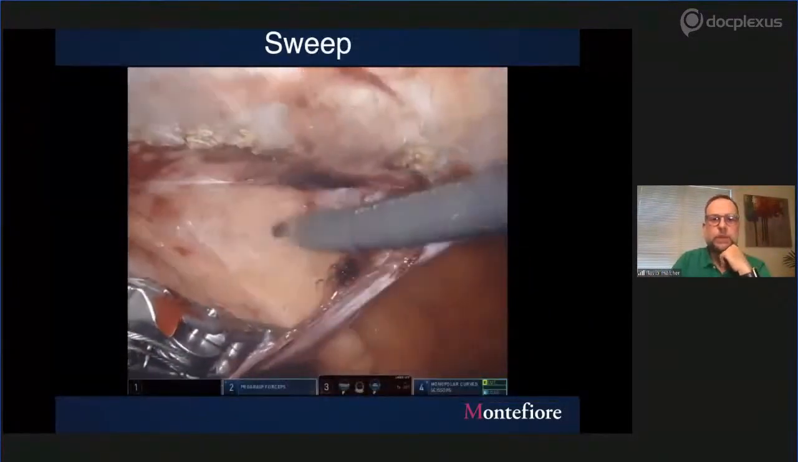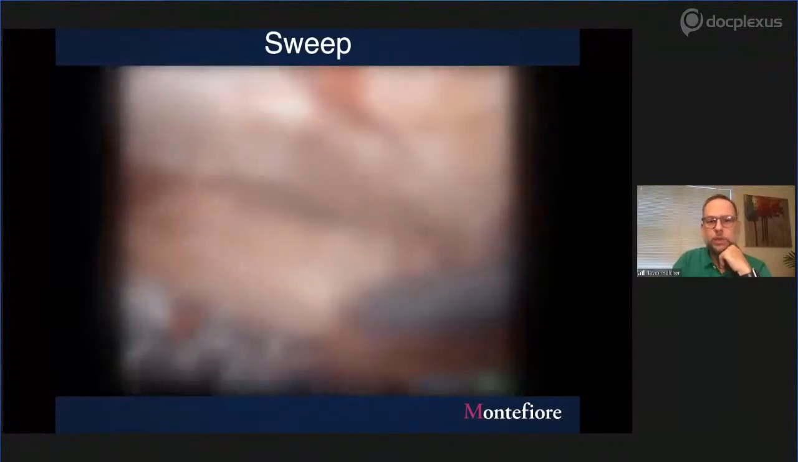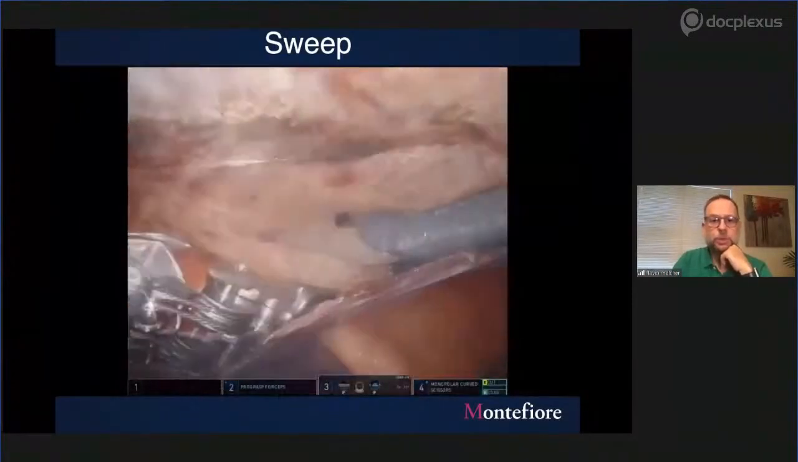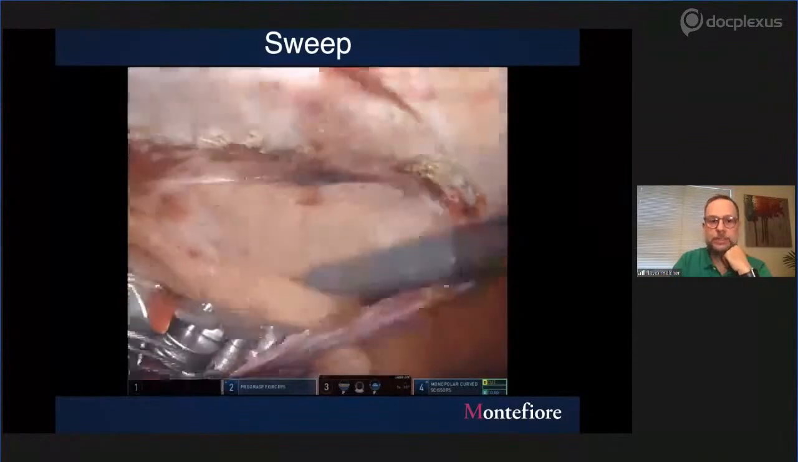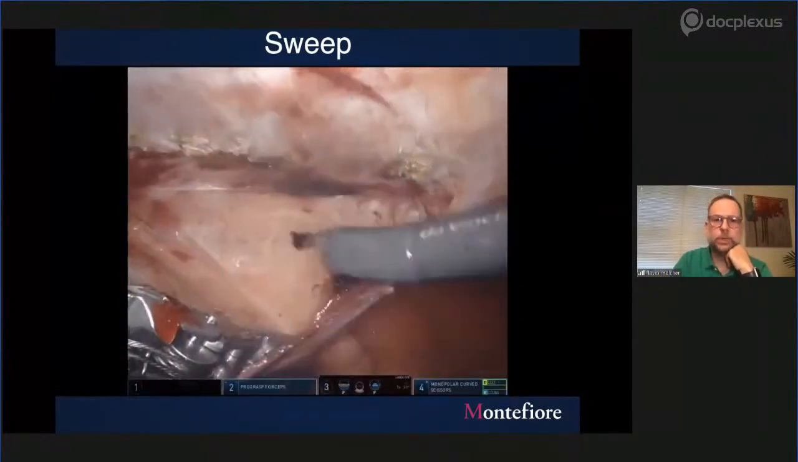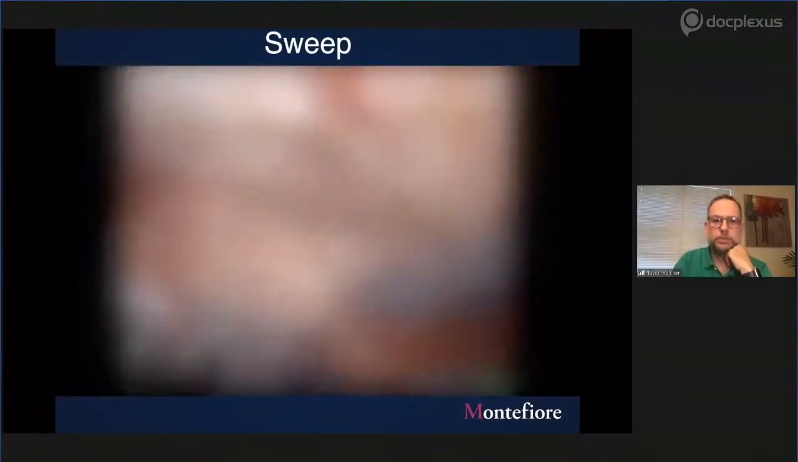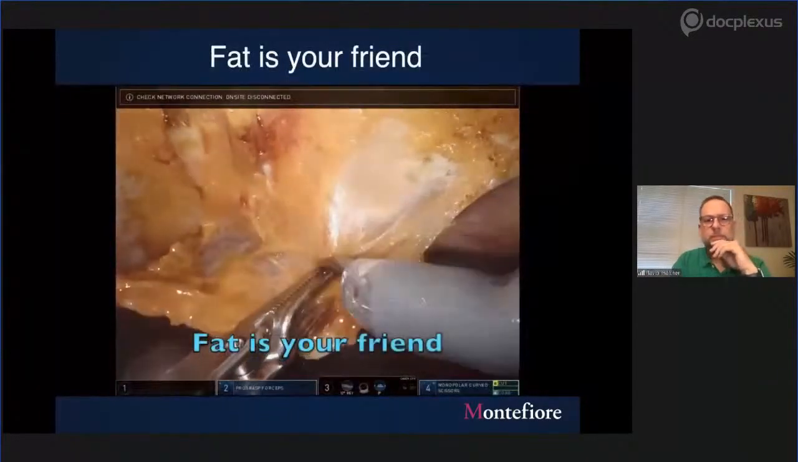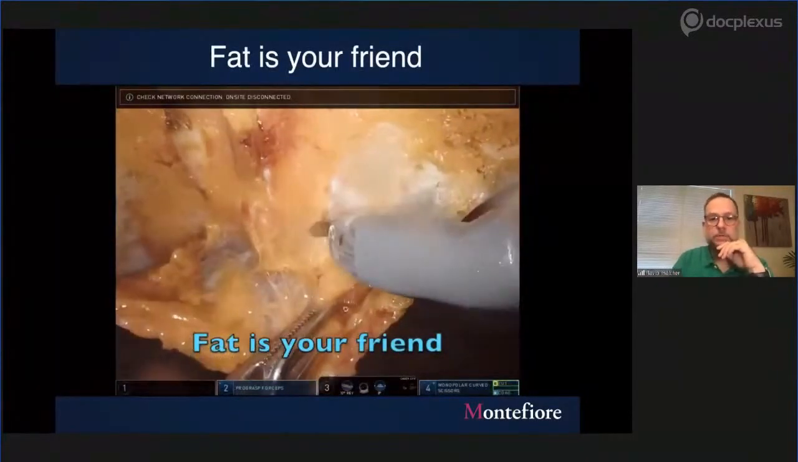Another maneuver described is sweep down. When you are on the fatty tissue, that works so well, but when you are outside the fatty tissue, it really does not work that well. So be cautious when trying to use sweep. Fat, as I said already twice, is our friend.